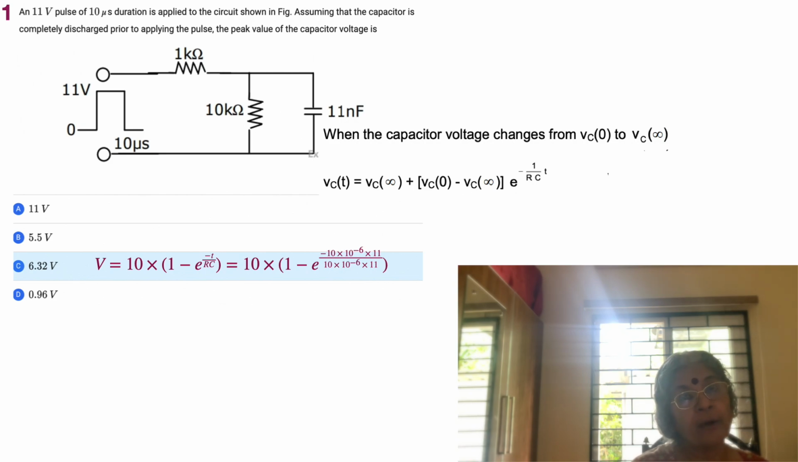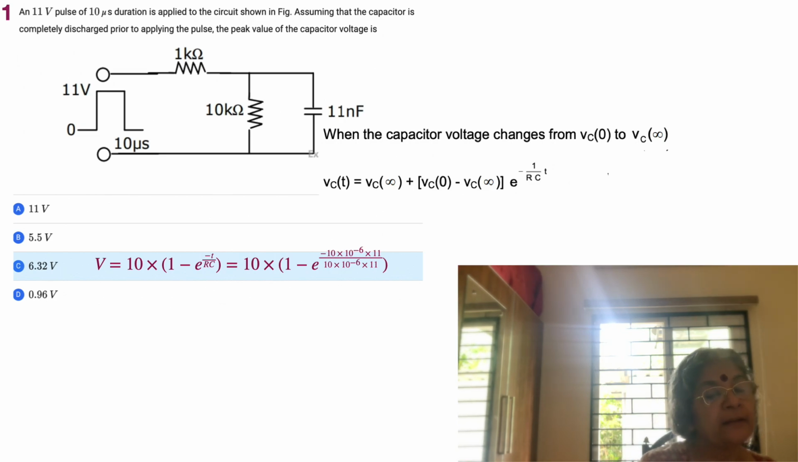And how does it charge? It charges to the final voltage that is possible, which is 10 into 1 minus e raised to minus t by RC. And what is minus t by RC? Because RC is tau. So to calculate tau, what do you do? You short circuit the voltage source, and then you look from the capacitor.